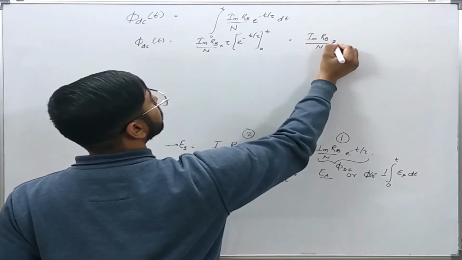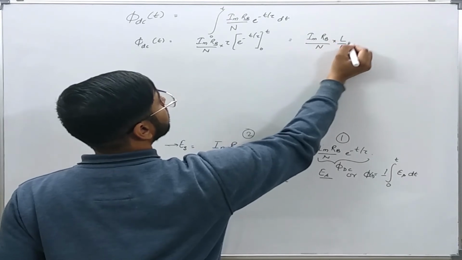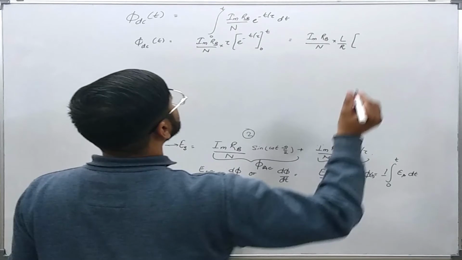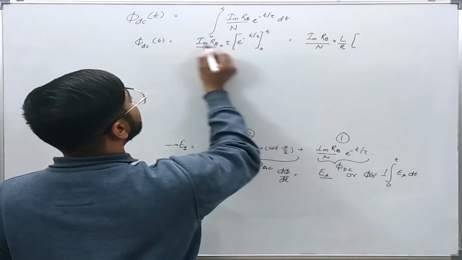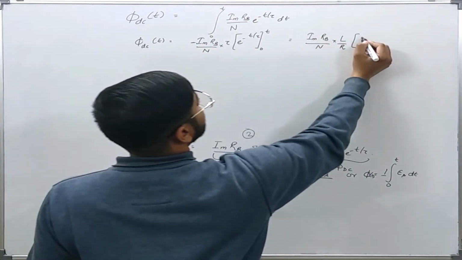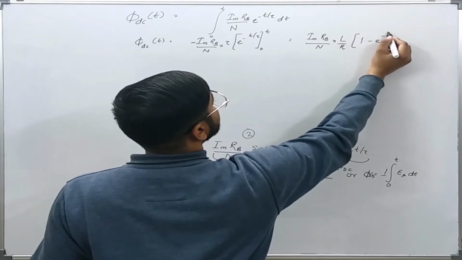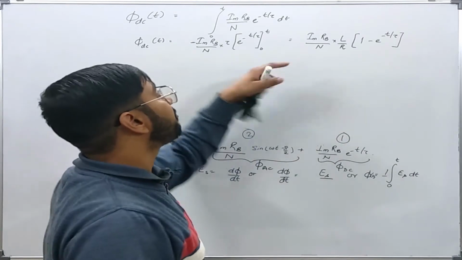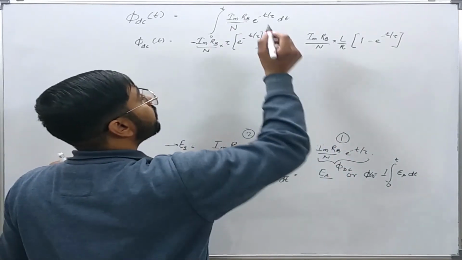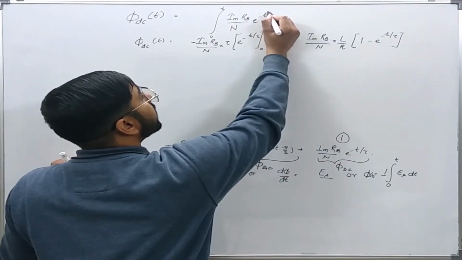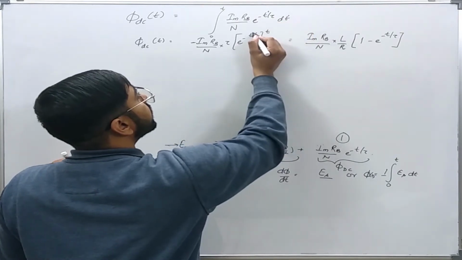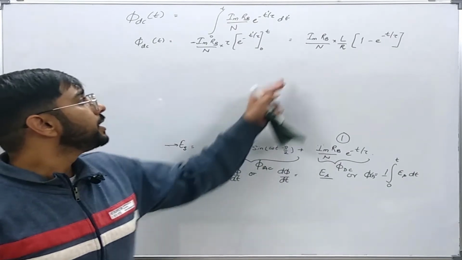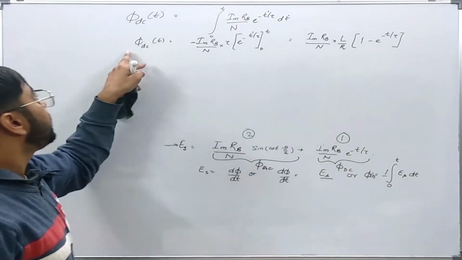Now tau is equal to L by R, and there will be a minus sign also. So it is equal to 1 minus e^(-t/tau). To avoid confusion, we should have used a different integral variable. So I should write it as t dash and dt dash, t dash and t. Okay, so this is the equation for the DC component.